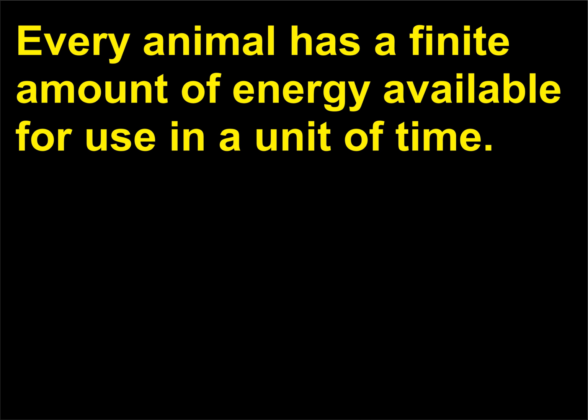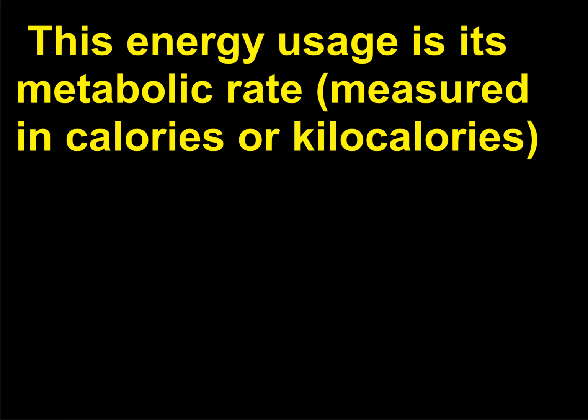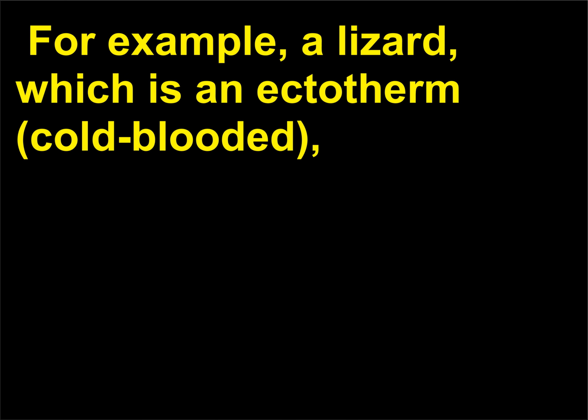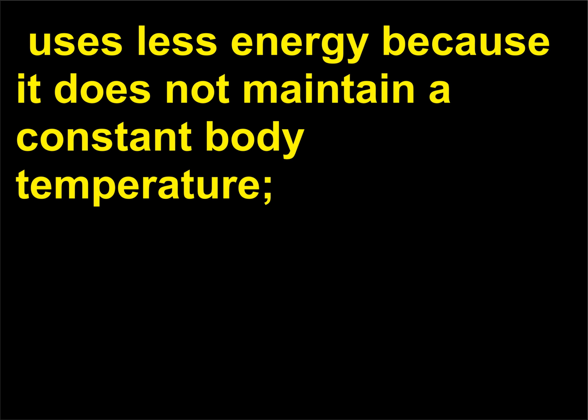Every animal has a finite amount of energy available for use in a unit of time. This energy usage is its metabolic rate, measured in calories or kilocalories, plus the energy required for life activities. The energy budget places limitations on an animal's behavior. For example, a lizard, which is an ectotherm, cold-blooded, uses less energy because it does not maintain a constant body temperature.